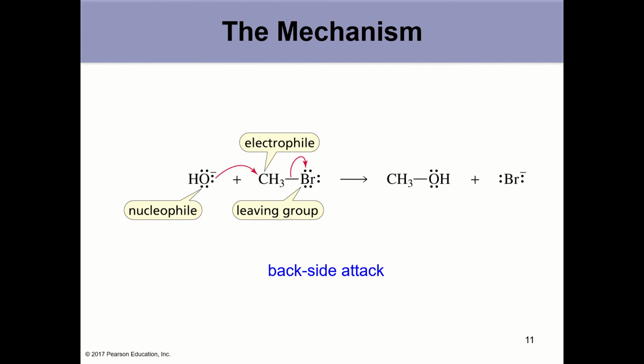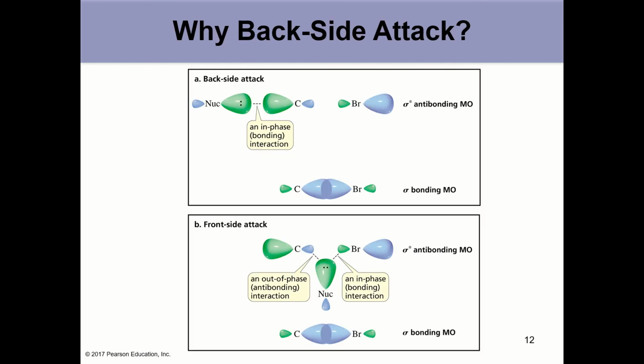So here's our mechanism. Hydroxide ion attacks the methyl group and bromide ion leaves the carbon, so that the C-O bond is forming at the same time as the C-Br bond is breaking. And we achieve methanol. This is called a backside attack. Why backside attack? This has to do with our favorite orbitals, HOMO and LUMO: the highest occupied molecular orbital and the lowest unoccupied molecular orbital.